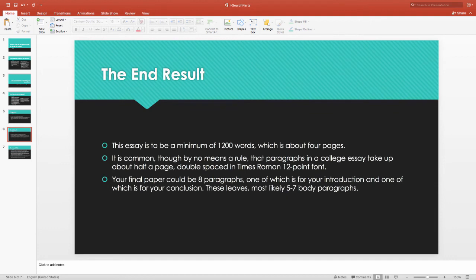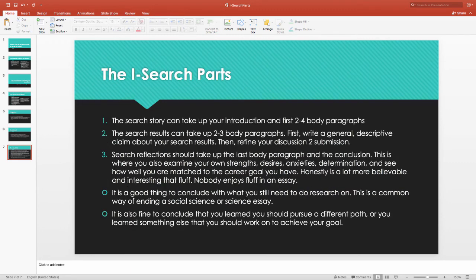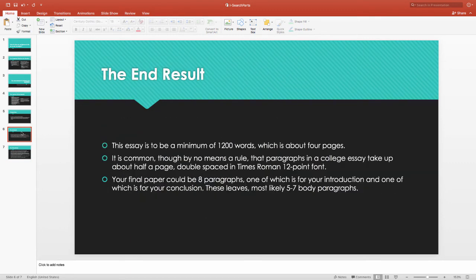And that is, of course, in MLA style, double-spaced, in Times Roman 12-point font. Okay, so here we go. That means your final paper could be in the neighborhood of 8 paragraphs, maybe 7, maybe 9. One of those paragraphs will be your introduction, and one will be your conclusion.